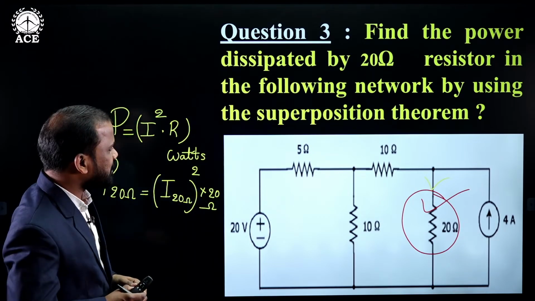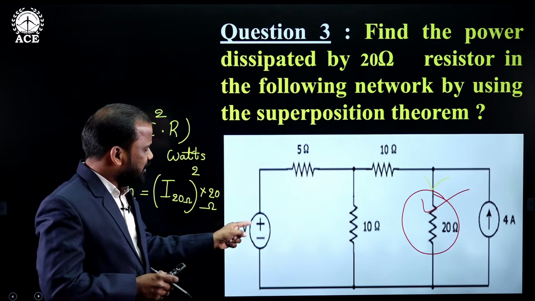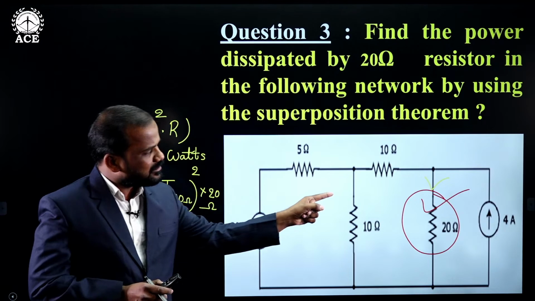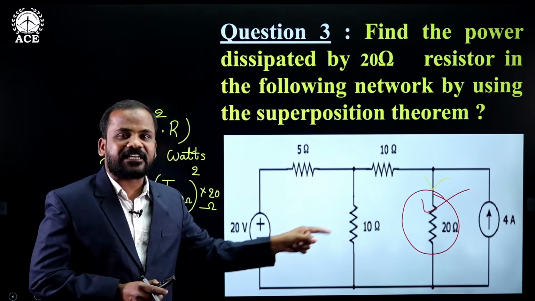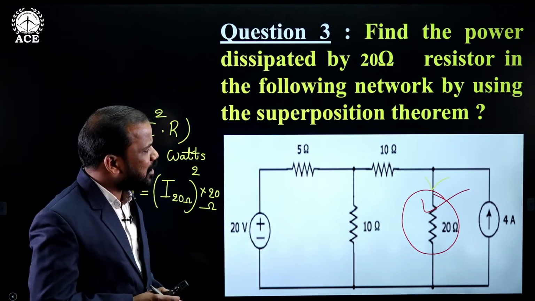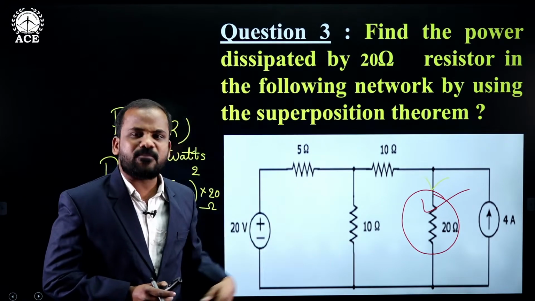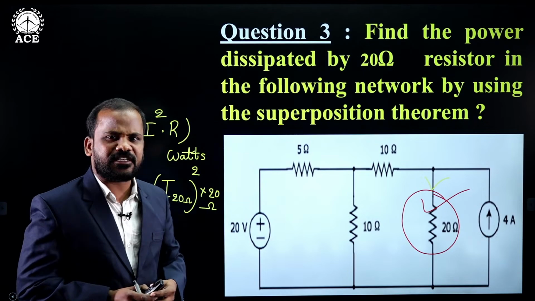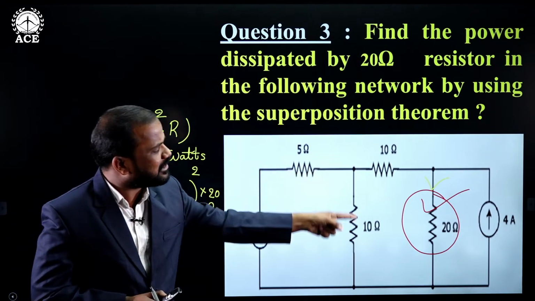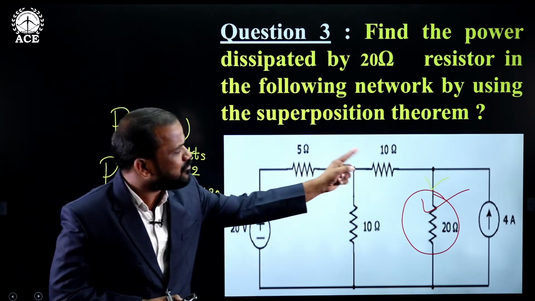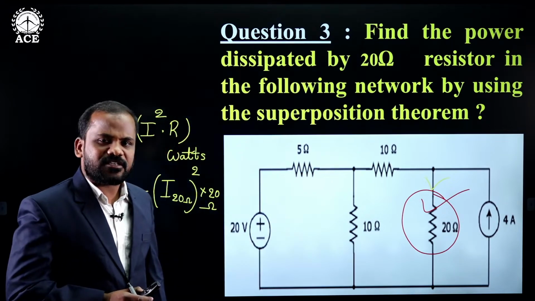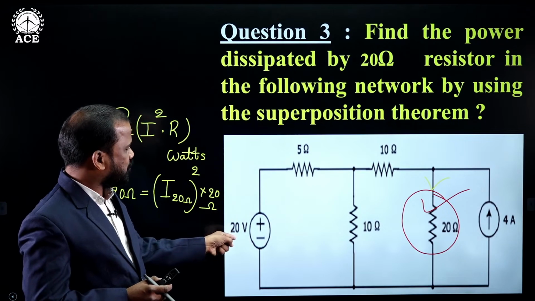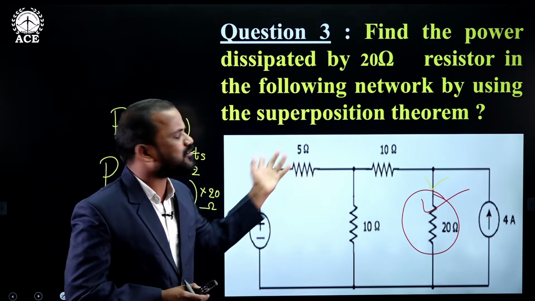Okay, for example, just see here, if this 20-volt voltage source is acting alone, then what happens? That 4 ampere current source acts as an open circuit. It means that particular complete branch can be removed, because in an open circuit there is no flow of current. So after removing that complete branch, the network consists of only one voltage source and the combination of resistances.